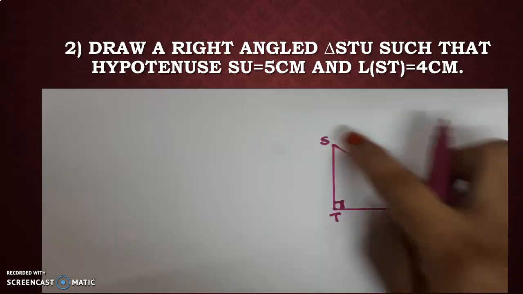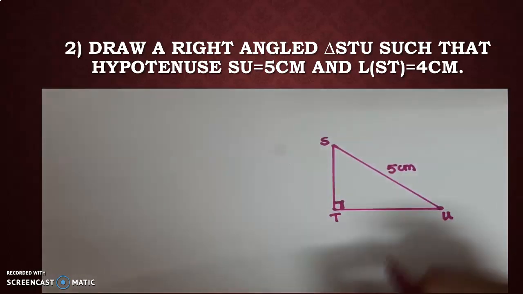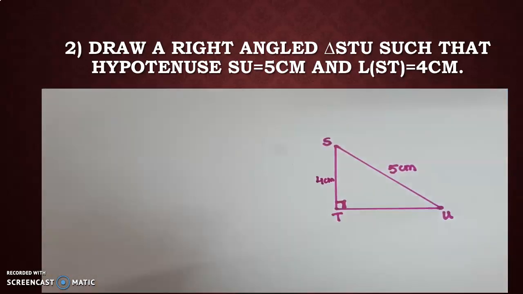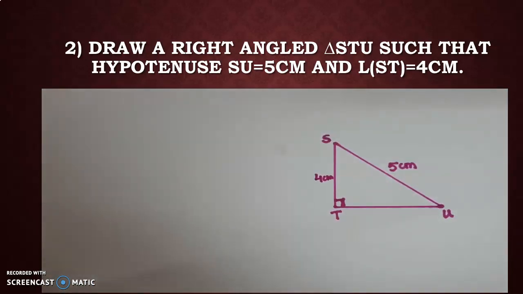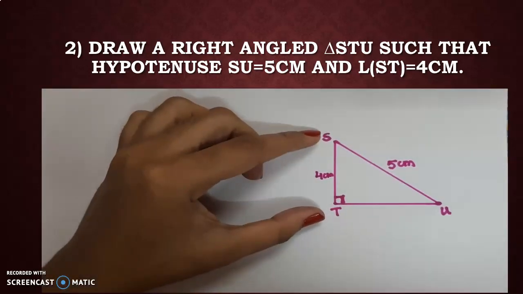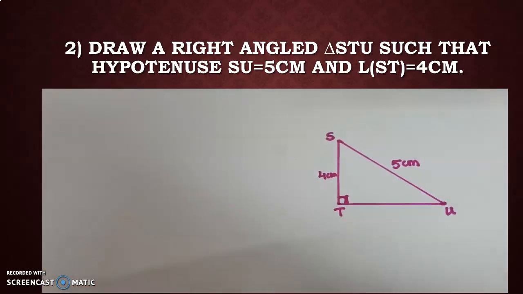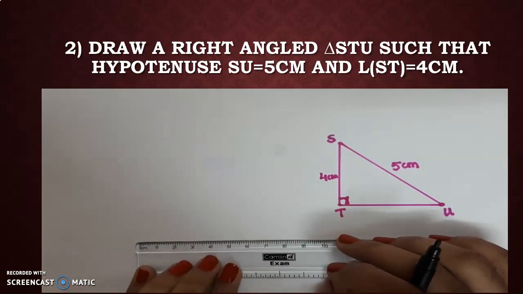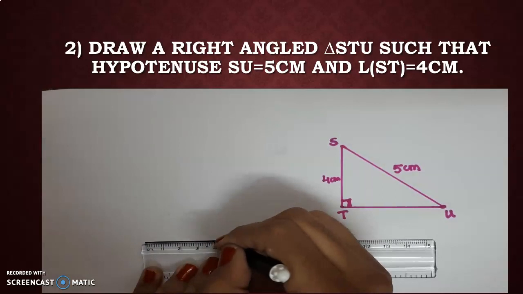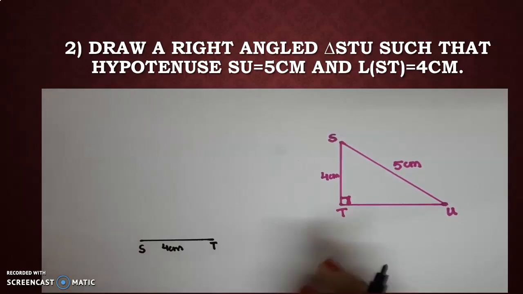Now we will write the measurements. SU is given as 5 centimeters, so here we will write 5 centimeters. Then ST is given as 4 centimeters, so this is our ST, and here we will write 4 centimeters. Now after looking at our rough figure, you might get confused about what to draw. Our base is not given. Not to worry, we have our ST with us. So we will draw this ST first, 4 centimeters, and write the name T here.